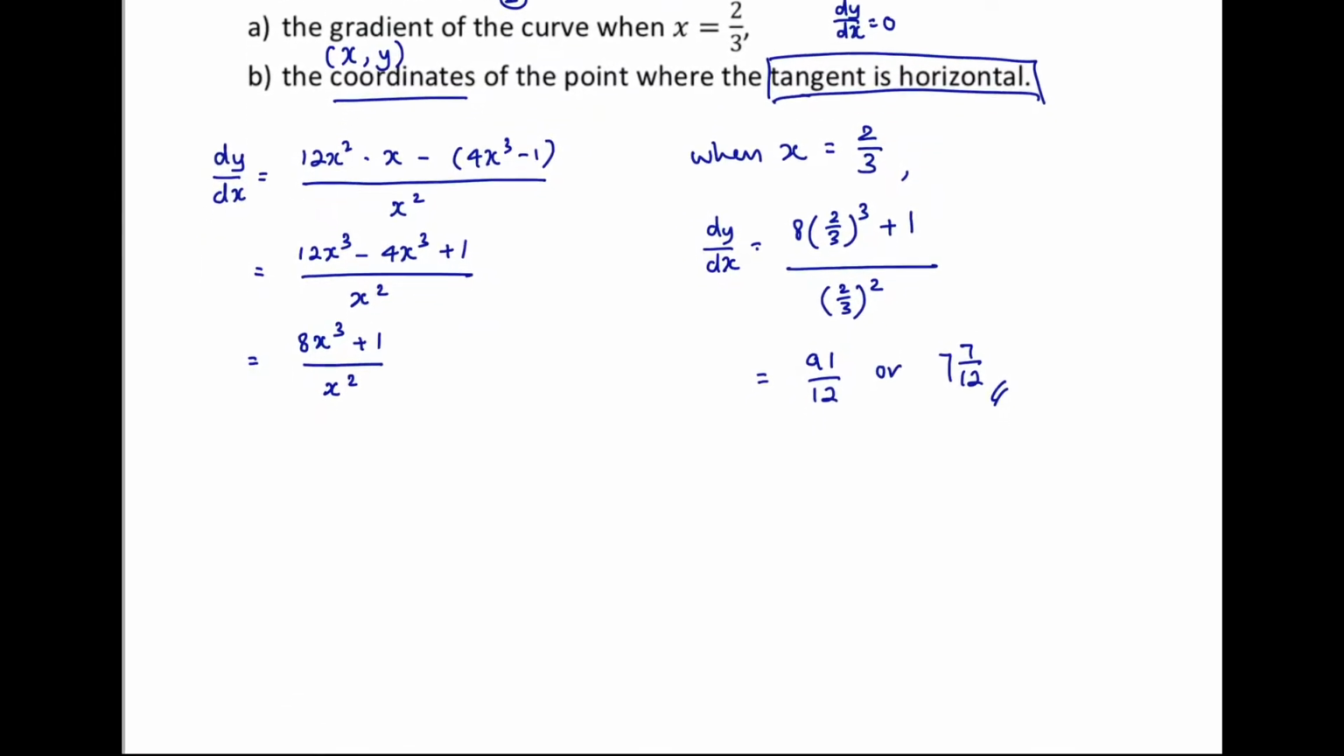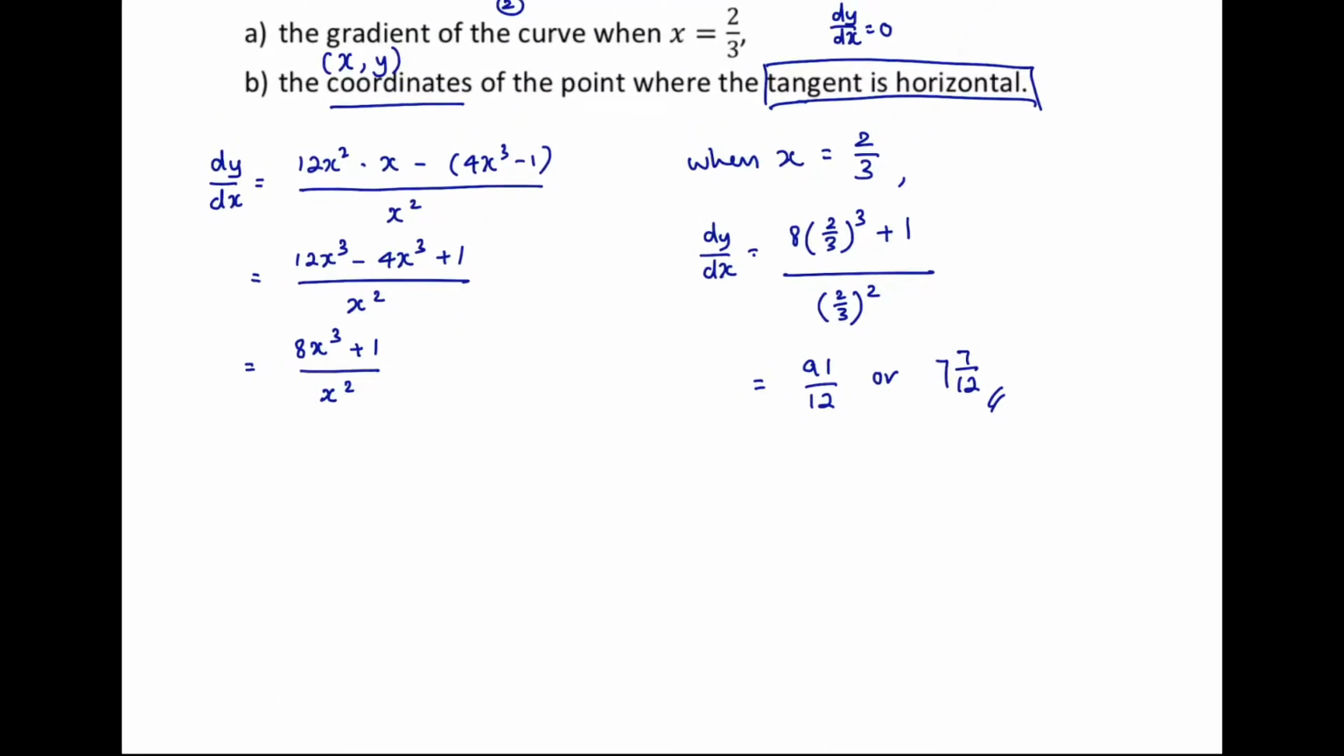Alright, so first, let me shift this up. I'll just need to set my dy dx equals 0. So my dy over dx is my 8x cubed plus 1 over x squared equals 0. So here I'll do a cross multiply. So 8x cubed plus 1 equals 0. Bring the 1 over and divide by 8. Then cube root both sides, and that will give me x equals negative half.